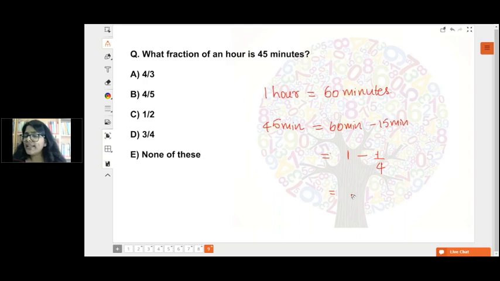Again, you can take the LCM here, that will become 4, right? And it is 4 minus 1, which is 3/4. So again, you get the same answer, which represents the 3/4 part of an hour is 45 minutes. So that's why this is the answer. D is the answer. So moving on to the next one.